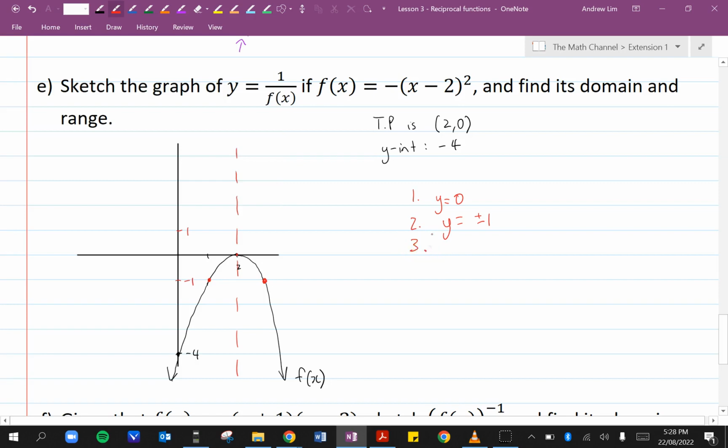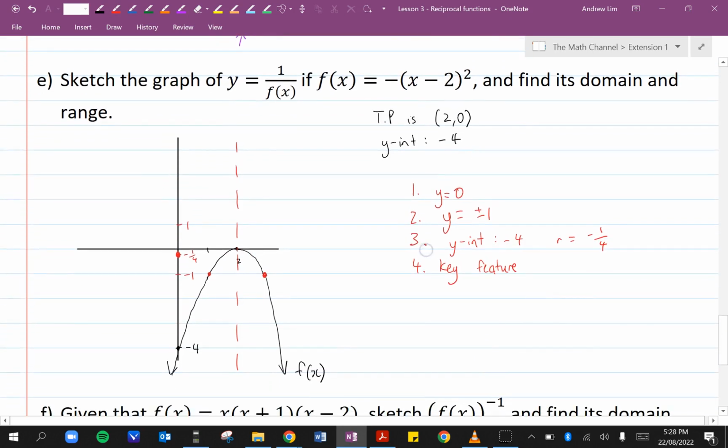Alright, the third thing is the y-intercept. Well, here we can see the y-coordinate of the y-intercept is minus 4. So that means the reciprocal has to equal negative 1 over 4. So negative 1/4, about there. That's my y-intercept. And any other key features? The only key feature here that we can see is the turning point, but the turning point is when y equals 0, and we've already dealt with that, so we don't need to worry about that.